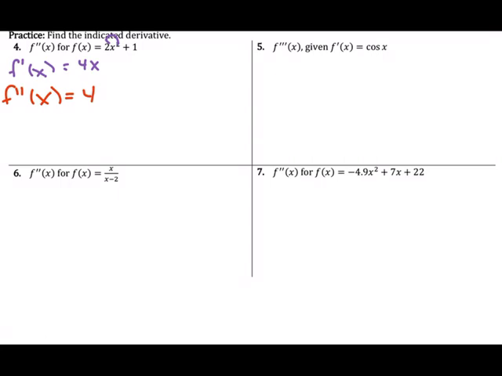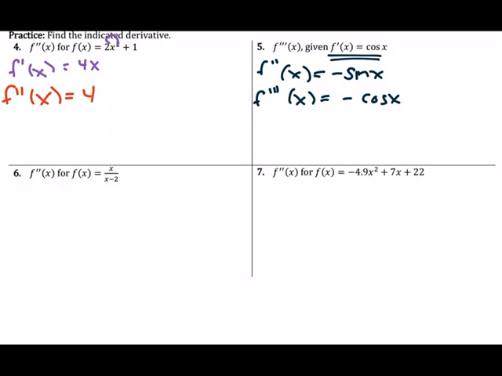Number 5 is asking us to find the third derivative, and they actually gave us the first derivative. So when we find the derivative now, we're starting at the second. The derivative of cosine is negative sine. And then to find the third, the derivative of negative sine is negative cosine.